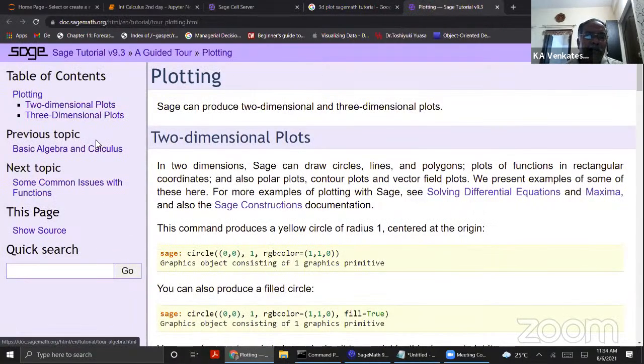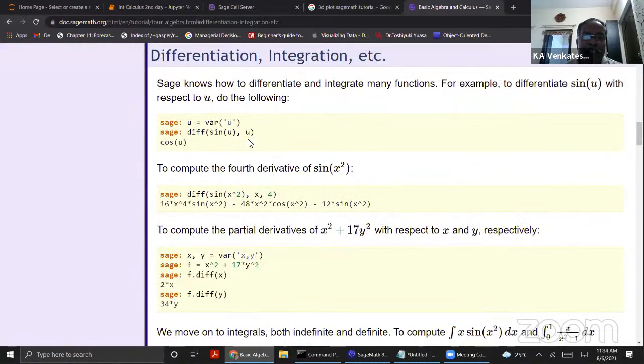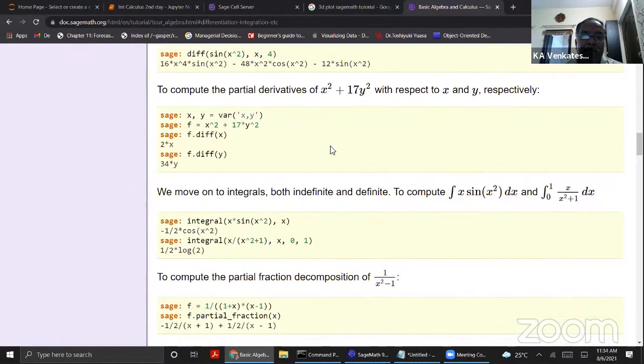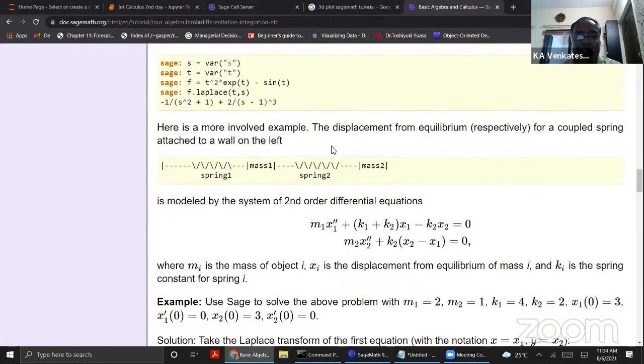So now here, if you go to any topic, suppose I go to basic algebra and calculus, whatever I discussed, beyond that is also available here. Basic algebra, solving equations exactly, solving equations numerically. Today we use that also. Differentiation and integration. Suppose I go to differentiation, you can see the defined variables. This is only this much they have given. Now our job is, this is an application problem. They put it in a differential equation, how to solve a differential equation also.